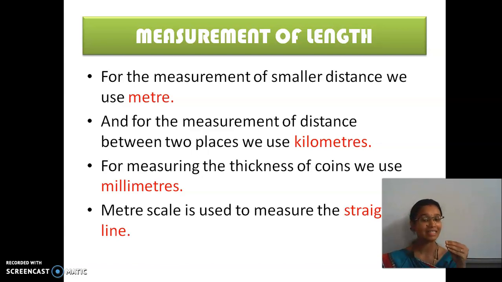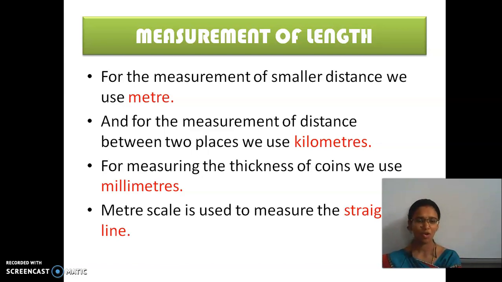Millimeters are less than meters. What is that millimeter? You have a scale, right? You have centimeters inside that. In 1 centimeter you will have 10 lines. So one line is equal to 1 millimeter. 10 millimeter is equal to 1 centimeter. And 100 centimeter is equal to 1 meter. 1000 meter is equal to 1 kilometer.